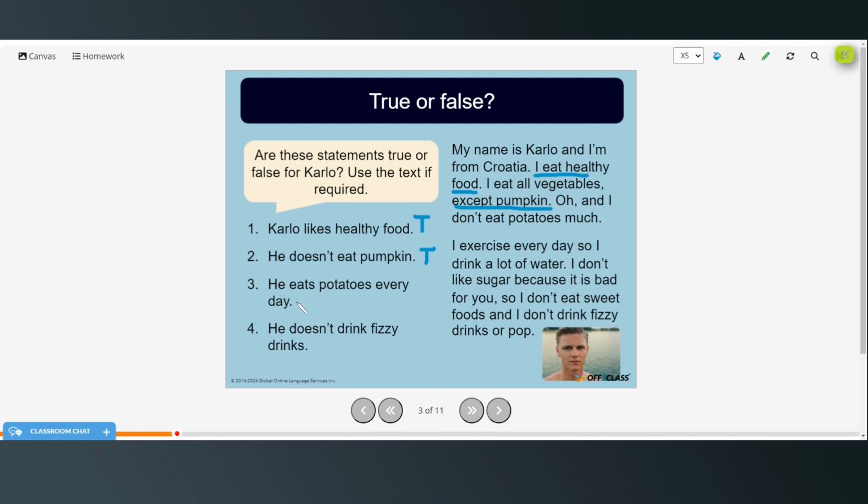He eats potatoes every day. Well, that would be false because he says I don't eat potatoes much. And he doesn't drink fizzy drinks. That's true because right here he says I don't drink fizzy drinks.